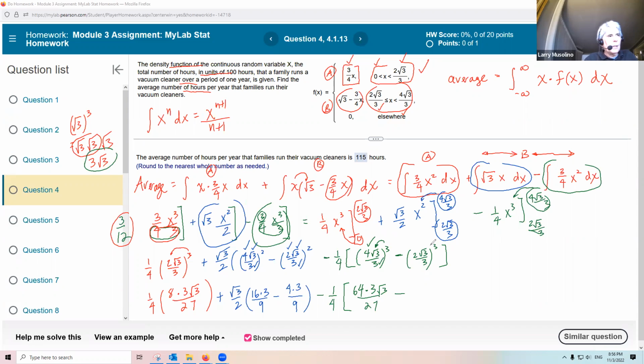Let me come back here. 2 to the third is 8. The square root of 3 to the third is 3 square root of 3. On the bottom, 3 to the third is a 27. All right, let's try to clean this up and we can finish it up. So here I have an 8 over 4, so I'm going to change that to be a 2. Here I have a 3 over 27, so I'm going to put a 9 on the bottom.